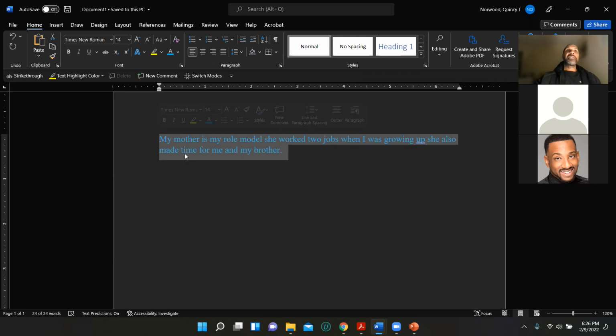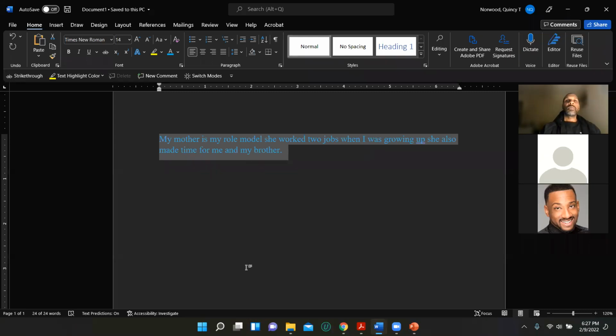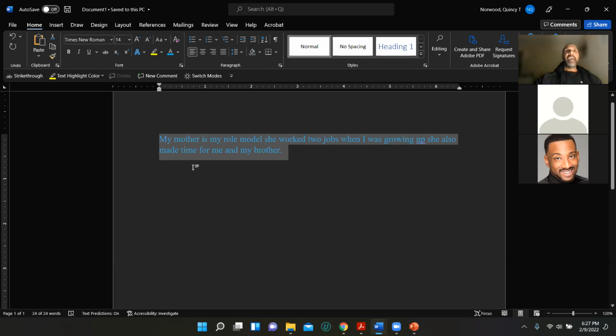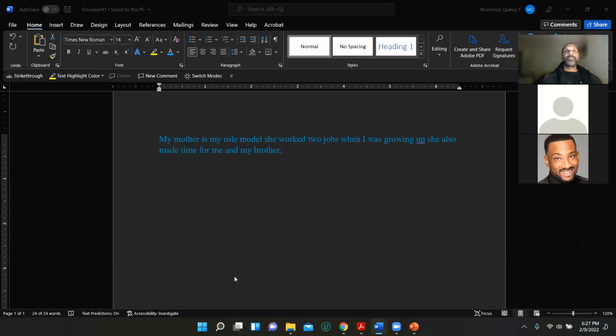What's an issue with this sentence? My mother is my role model. She worked 2 jobs when I was growing up. She also made time for me and my brother. I think it's 2 independent clauses. Oh yeah, yes. Okay, we actually have 3 independent clauses, right? And an independent clause. Okay, we'll get to you now.